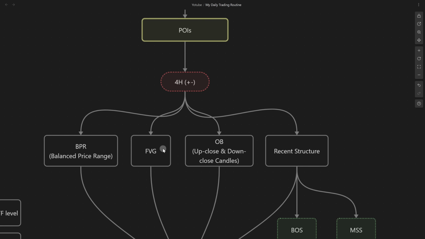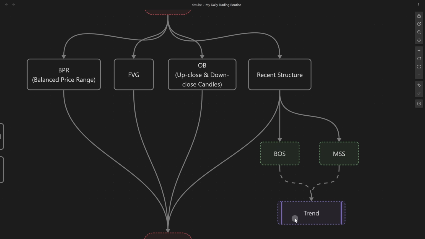I don't just go with any fair value gap. We also have order blocks, and I focus on up close and down close candles, because those are very high probability POIs, and you can actually get a reversal from those order blocks. And then finally, what I look for is just a quick picture of the recent structure. So do we have a recent breakout structure that is clear? If we have, then we can identify the trend. Now, if we also have a market structure shift, it's also going to identify the trend for us. How we're going to approach that is we always follow the recent breakout structure or the recent market structure shift. And most likely that's the trend for the day.